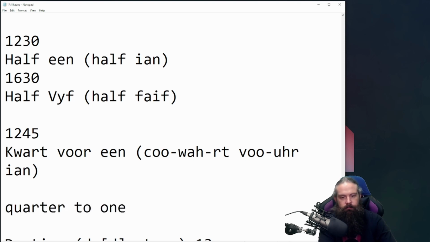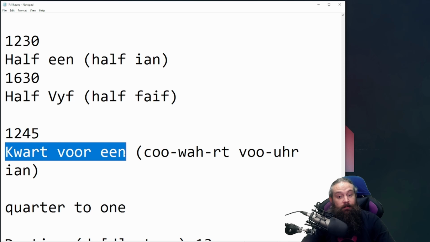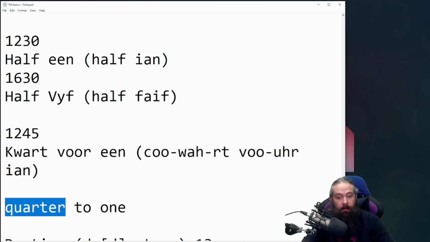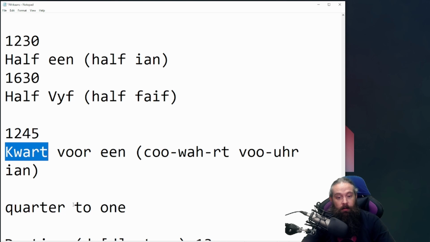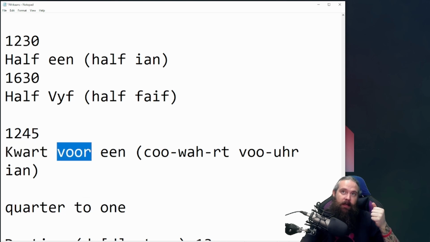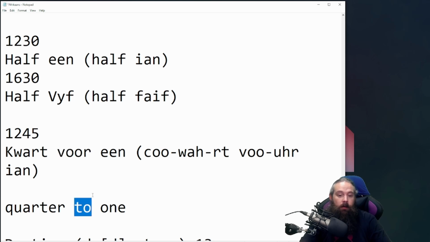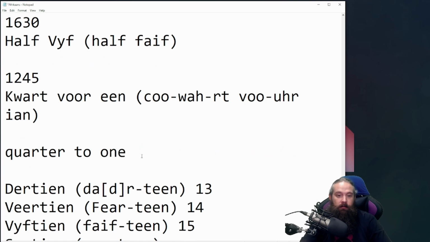1:45 is a quarter to 2. Quarter is kwart, and 2 is voor. Now, voor is basically in front or before or whatever. So it's 1:45, right? Kwart voor 2.